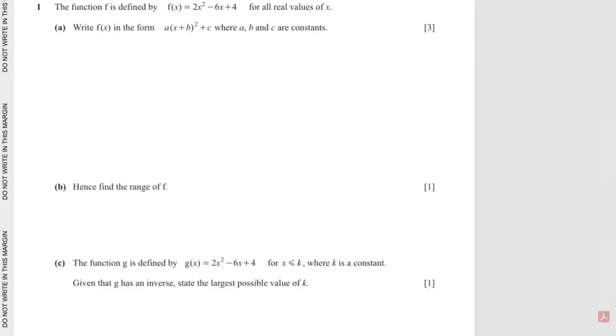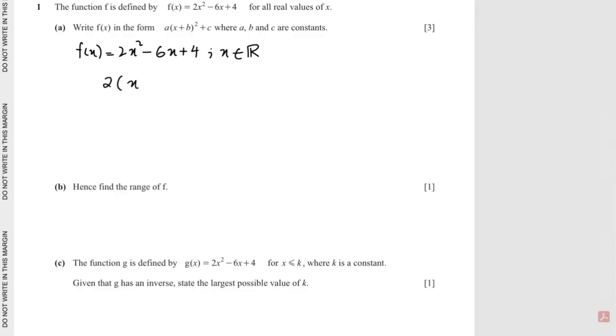Question 1. The function f is defined by f of x is 2x squared minus 6x plus 4, for all real numbers. This means the domain of the function is all real numbers. Part A. Write f(x) in the form a(x + b)² + c, where a, b, and c are constants. This is a completed square form. This is part of both normal math as well as additional mathematics. So how do you write it?